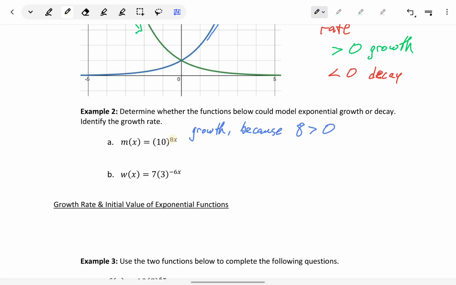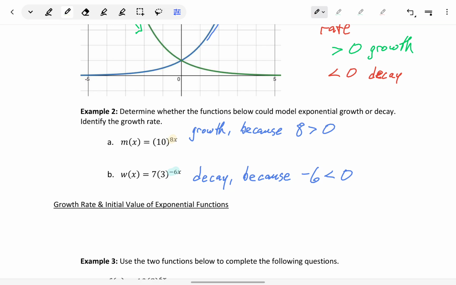And in part B, we have w of x equals 7 times 3 to the negative 6x. We still want to pay attention to that coefficient for x, which in this case is negative. So this function could model exponential decay because negative 6 is less than 0.